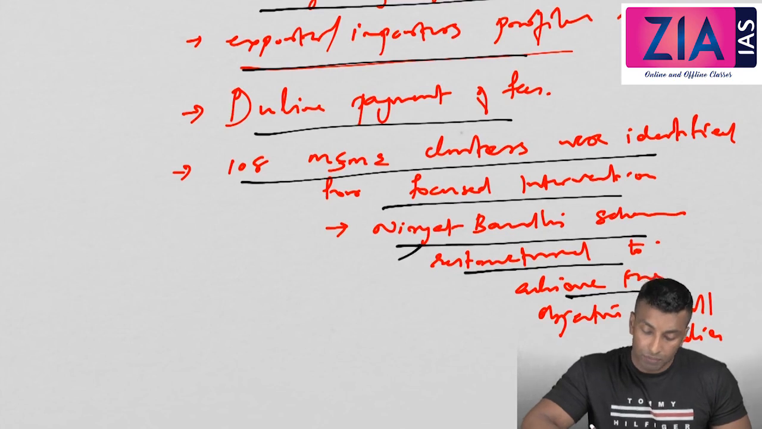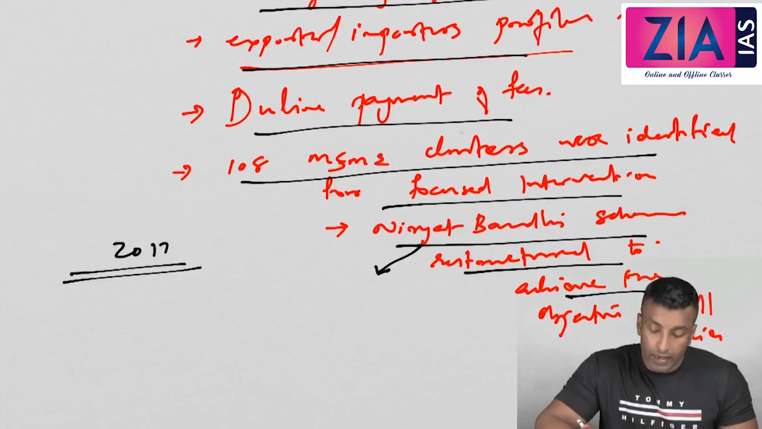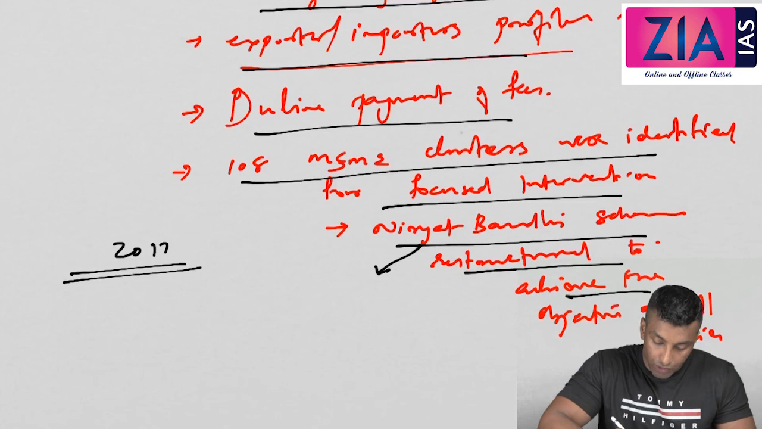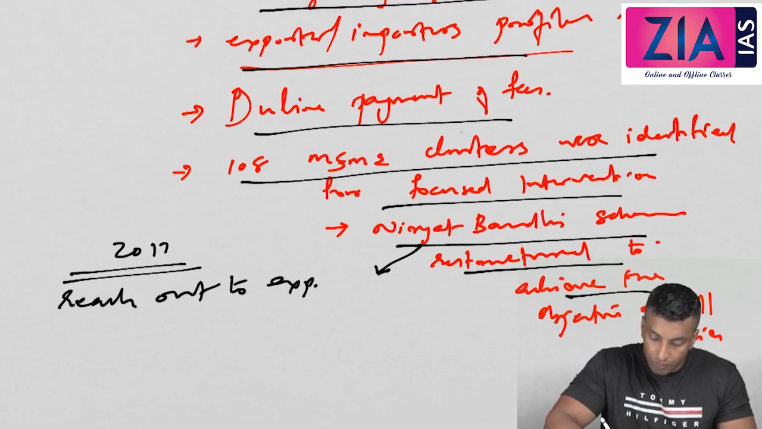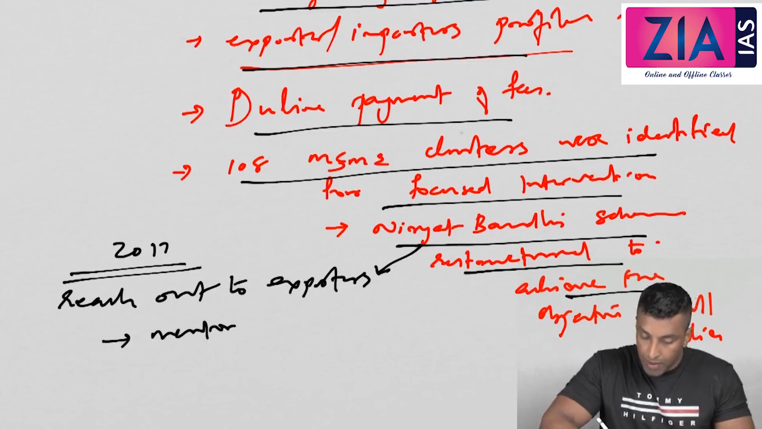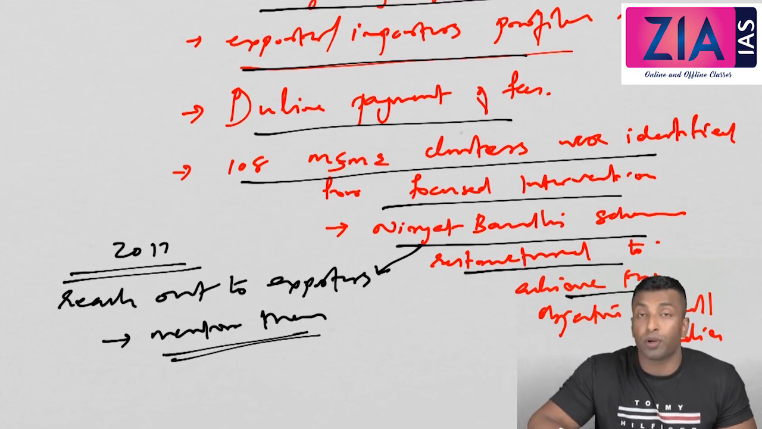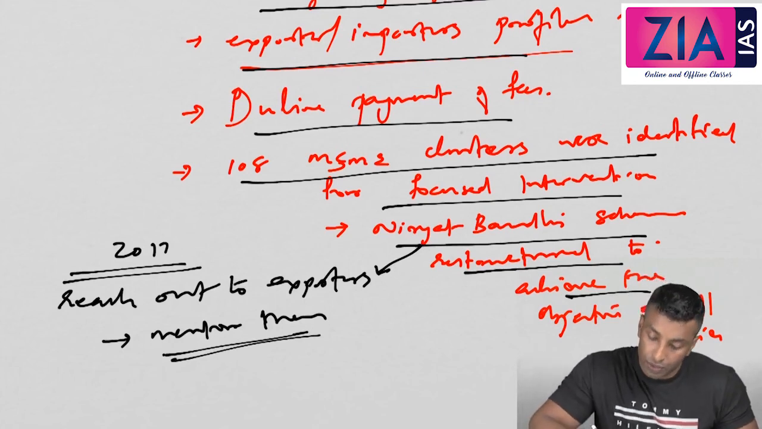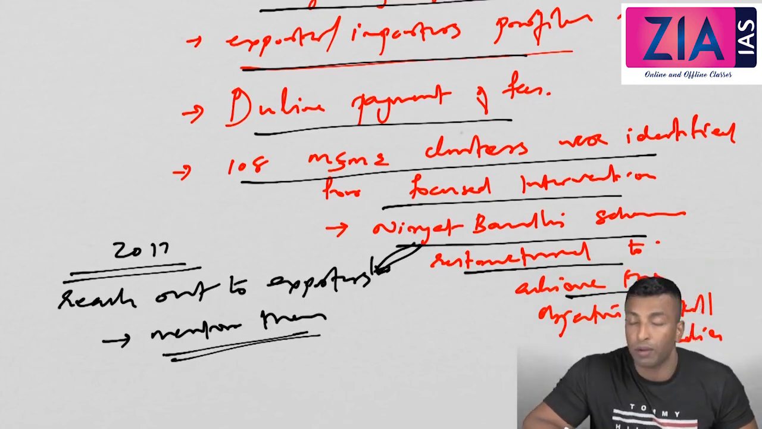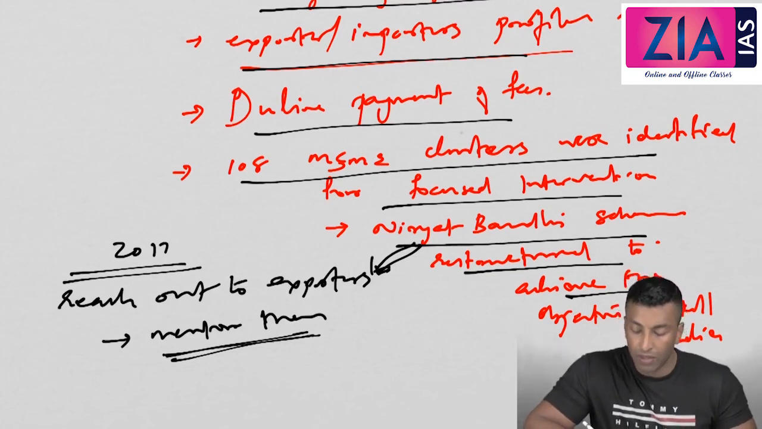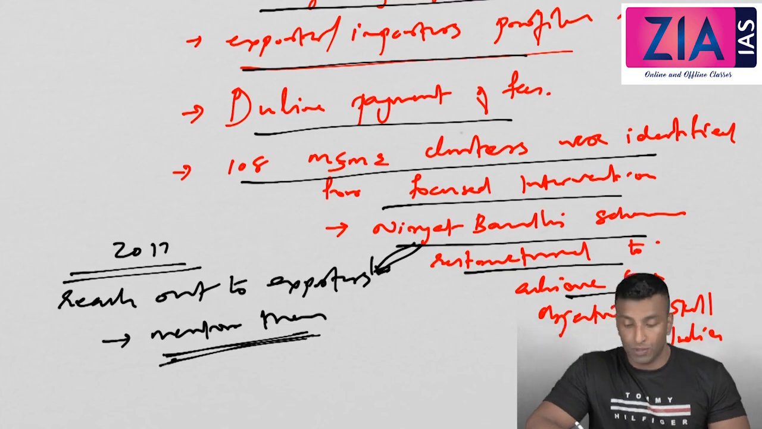Now what is the NAD Bhandu scheme? It was introduced in 2011. Okay, it actually seeks to reach out to exporters and mentor them through orientation programs, facilitation, training, etc. So the NAD Bhandu scheme is again actually for promoting exports. It seeks to reach out to exporters and mentor them through various programs.